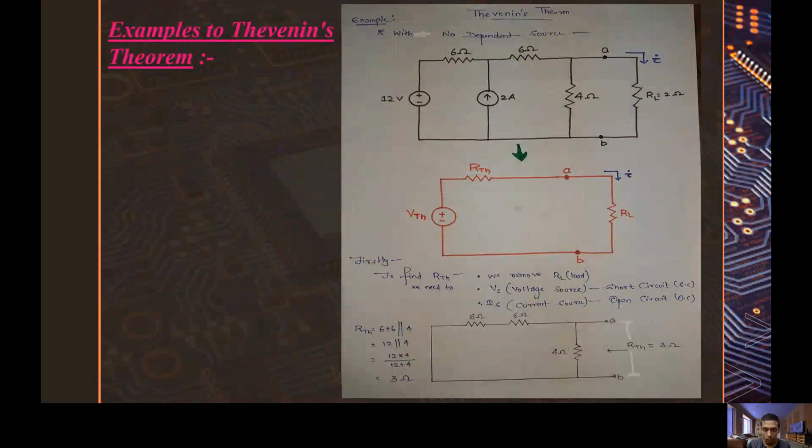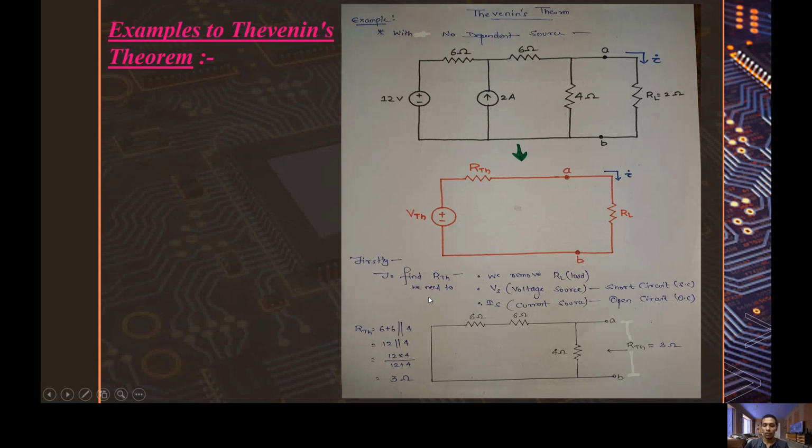For the clear demonstration, I have taken an example for solving the Thevenin theorem. Firstly, with no dependent source in the circuit. Here is the circuit diagram which I have used to demonstrate, and when it is converted to Thevenin voltage and resistance, it will look something like this. For doing so, firstly, we need to find R Thevenin.